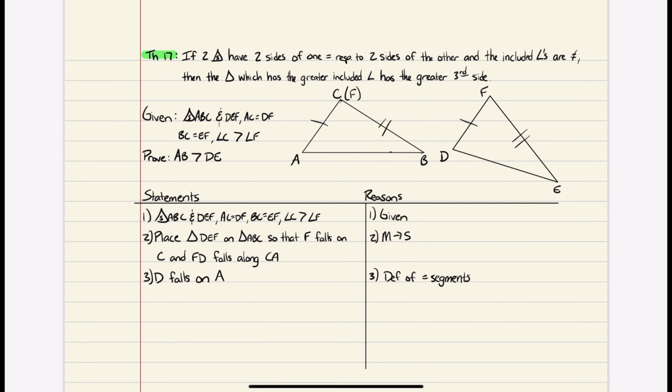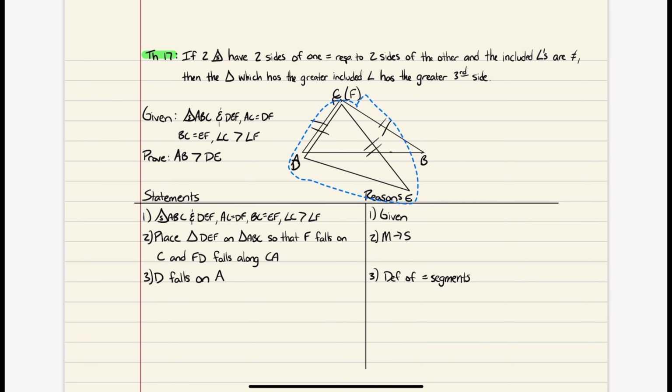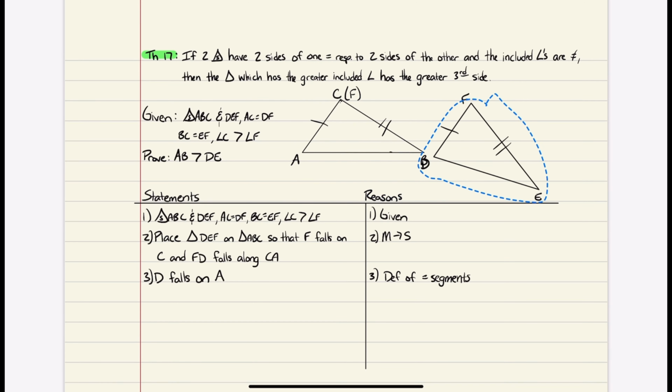And so what I said in statement number 2 was place triangle DEF on top of triangle ABC, so that F, over here, I've already stated that we're going to put F right on C, and that FD will fall along CA. If you can't picture it in your brain, this is what we're doing. If I were to pick up this triangle and move it over here and put point F right on point C, then we would see that FD would also fall along CA.